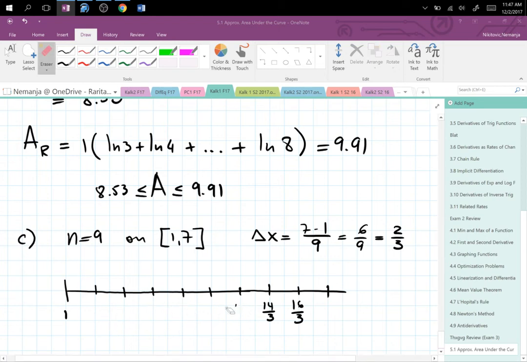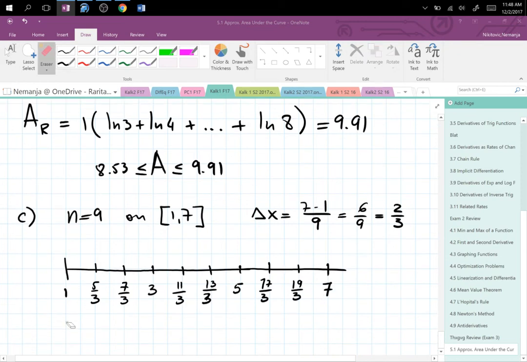Back to the drawing board. You start from 1, so it's 1 and 2/3. So this is 3/3. Then you have 5/3, plus 2/3 it's 7/3, plus 2/3 it's 9/3, which is 3. And then 11/3, and then 13/3, and then 15/3, which is 5, and then 17/3, and then 19/3, and finally 21/3, which is 7. There we go.